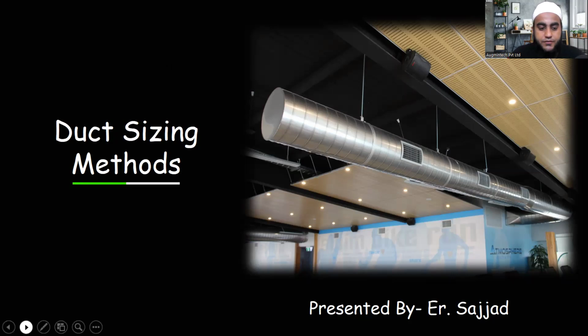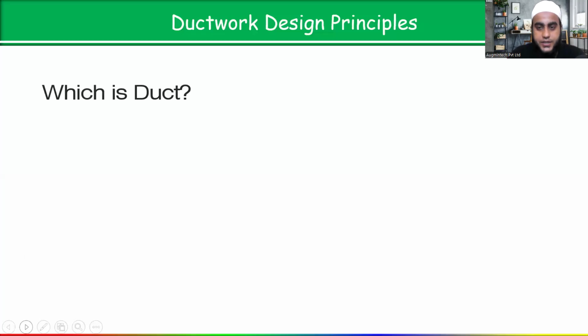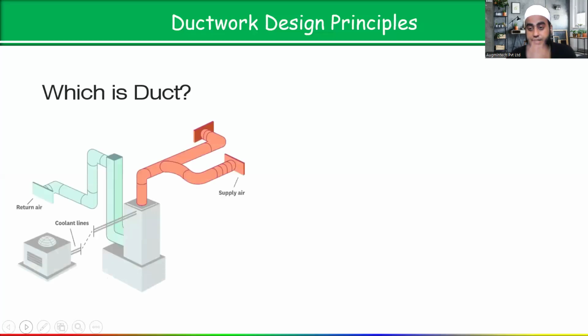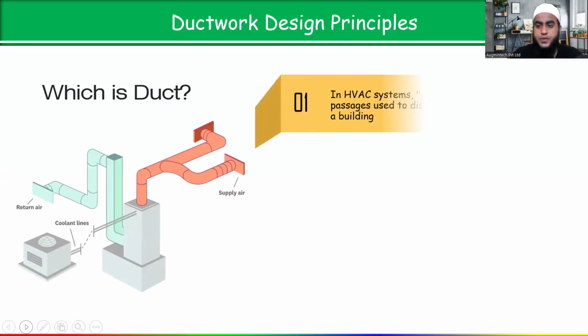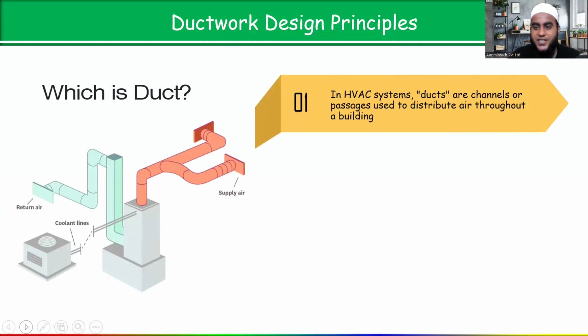Before starting, first you have to know about the duct. What is actually duct? In an HVAC system we are using duct, na? Ductwork. So what is the main purpose of duct? Simple. In an HVAC system, ducts are a channel, or you can say a passage, generally used to distribute air throughout a building. If you are using an air handling unit, fan coil unit, or any ductable split AC, the main purpose of duct is that it works as a passage.